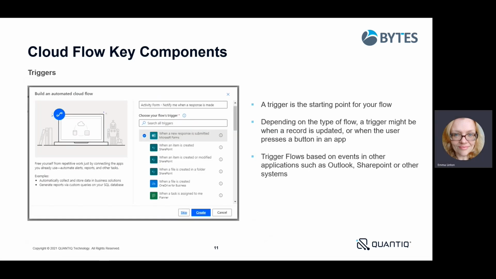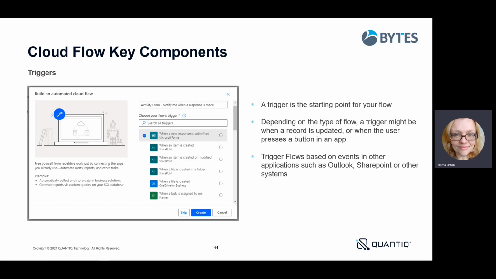So moving on to triggers. As we said earlier, a trigger is the starting point for your flow. And depending on the kind of flow that you want to run, a trigger could be when a record is updated. It could be when the user presses a button. The screenshot here is talking about automated cloud flows. So this is something that is triggered when something else happens.